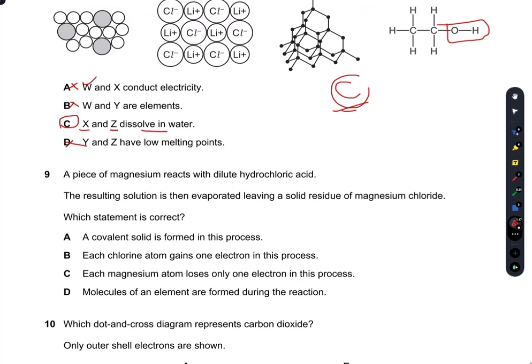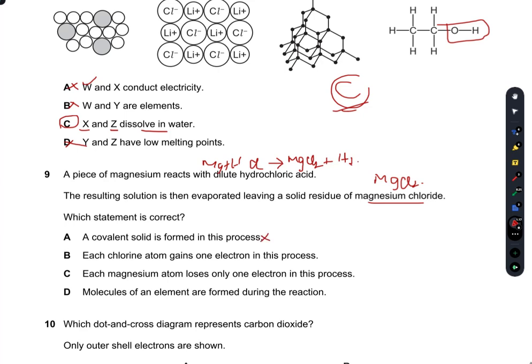A piece of magnesium reacts with dilute HCl. The resulting solution is then evaporated, leaving a solid residue of MgCl2, magnesium chloride. So which statement is correct? So the reaction is Mg plus HCl to give MgCl2 and hydrogen gas. A covalent solid is formed in this process. No, MgCl2 is ionic in nature.